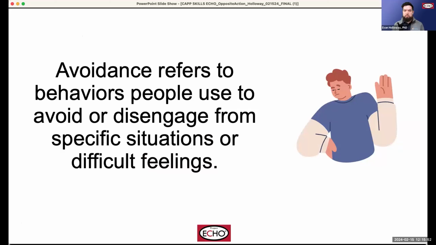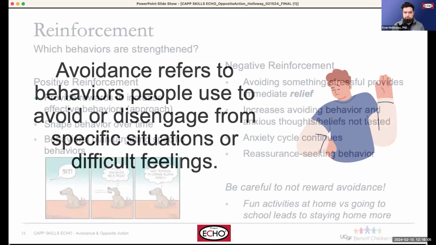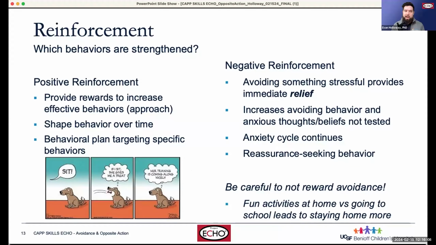So we're going to focus specifically on avoidance here today. Avoidance refers to behaviors that people use to avoid or disengage from specific situations or difficult feelings. And how does this work? Reinforcement is a mechanism by which certain behaviors can be strengthened. So positive reinforcement, right? You're providing rewards for a certain behavior that you want to increase. You can shape that behavior, or maybe, in the example below in the cartoon, your dog is shaping you to get fed whenever they sit.